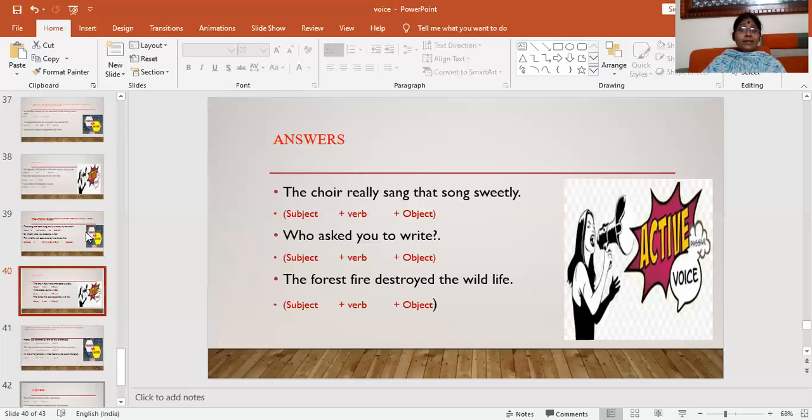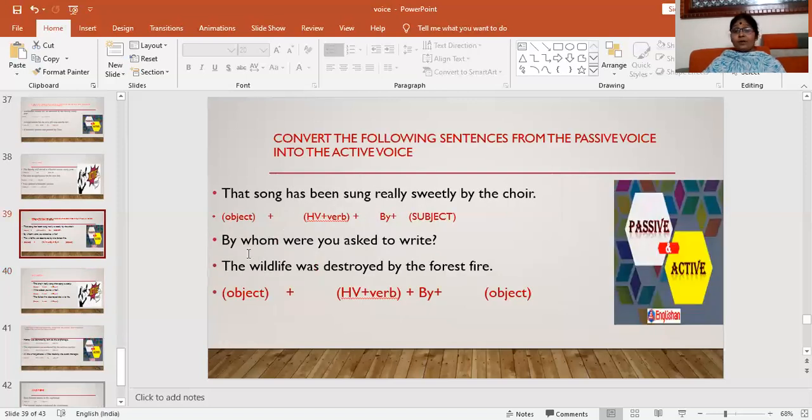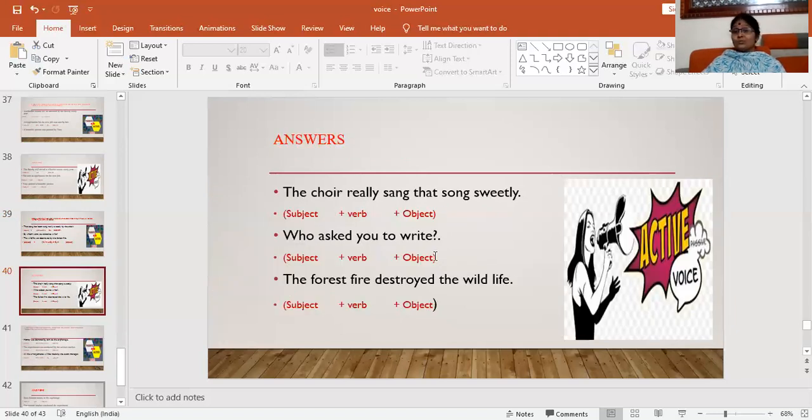Now, next is this, very important. By whom were you asked to write? Now, always remember, by whom, when you convert it into active voice, will become who, right? And your answer will be who asked you to write. Clear? Now let us look at one more sentence.